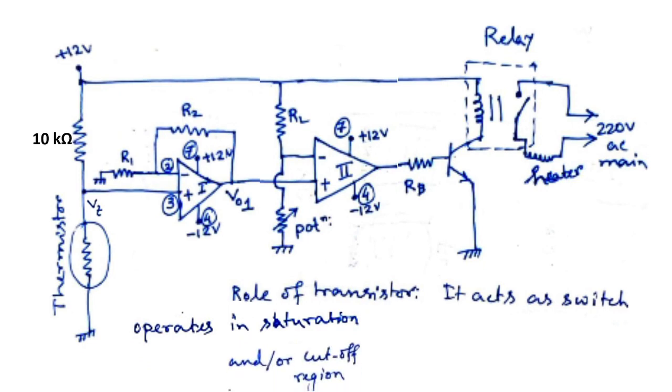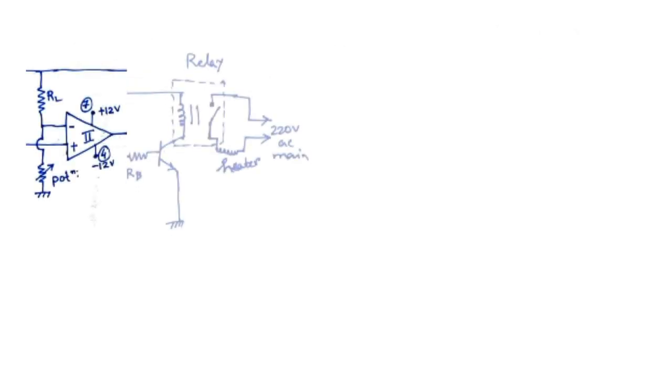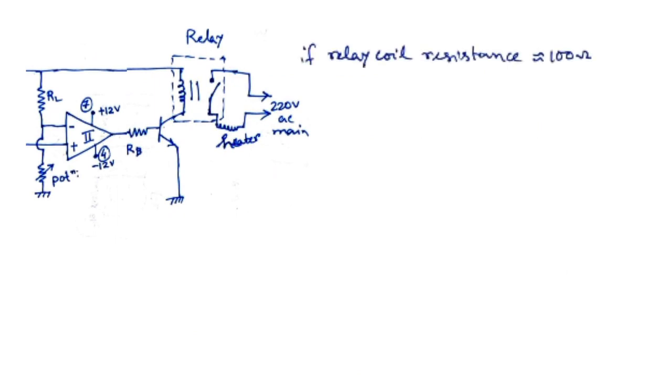So again, the calculation I am trying to show is for the second op amp, then the RB. What is the calculation? The collector terminal of the transistor is connected to the relay coil. The relay coil generally is around 100 ohm. If we consider this value, we are not in the fault position.